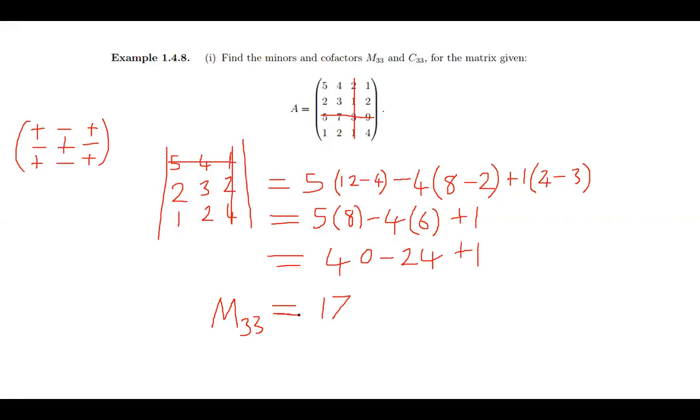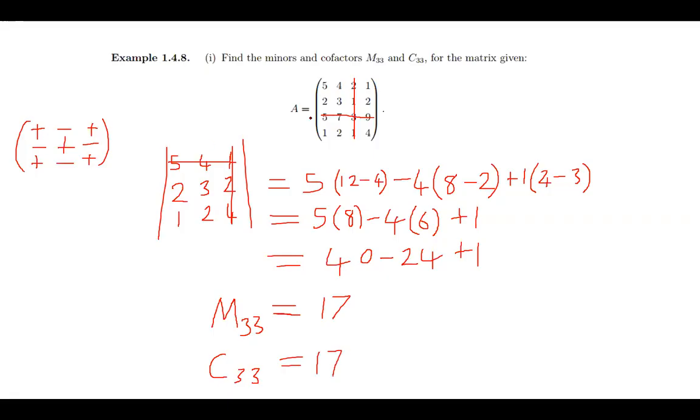But how do you find the cofactor of this same row number 3 and column number 3? So the cofactor now is going to be found by doing this.